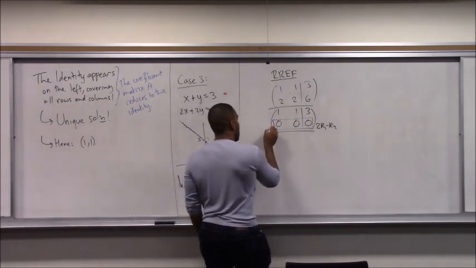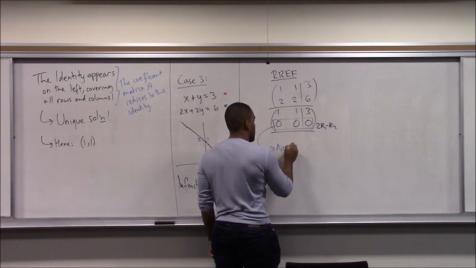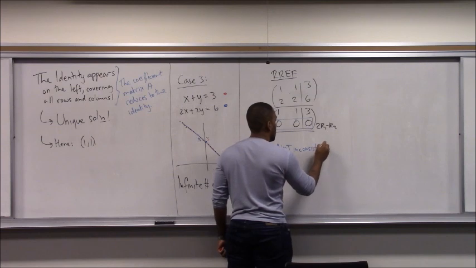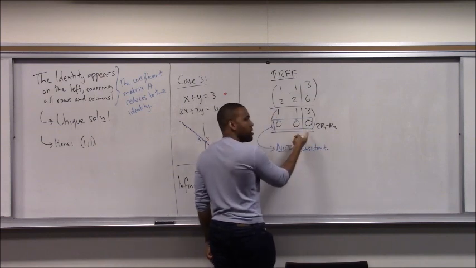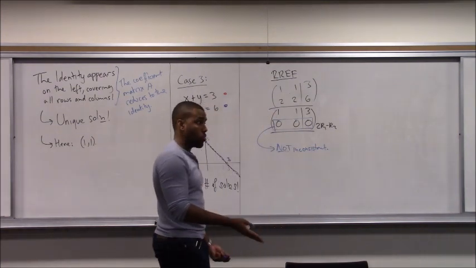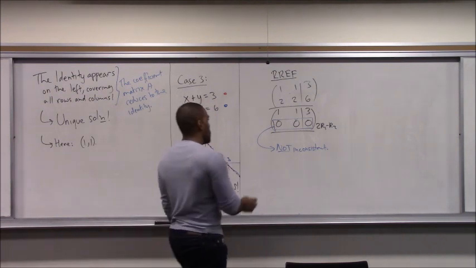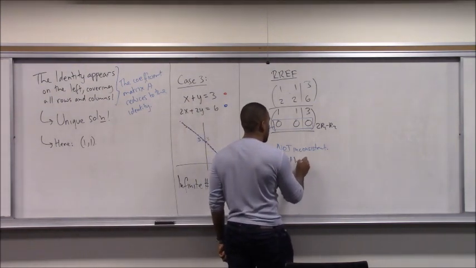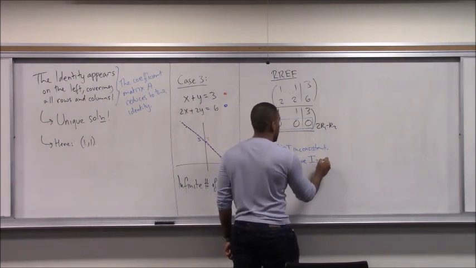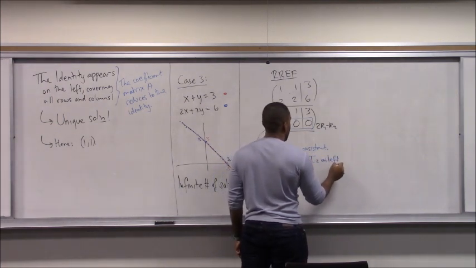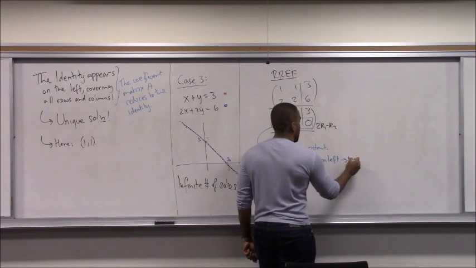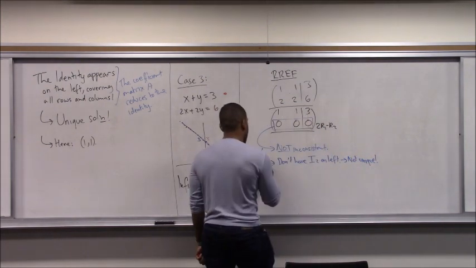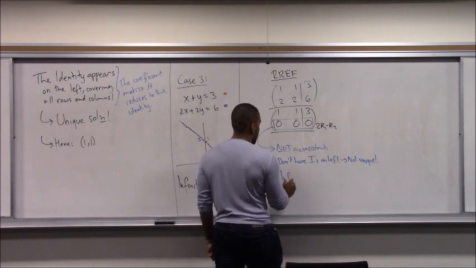Okay, so now notice it's not inconsistent, because 0 in fact equals 0. That's not wrong. But also, you don't have the identity. So that means it's not unique. So then you can say there's infinitely many.